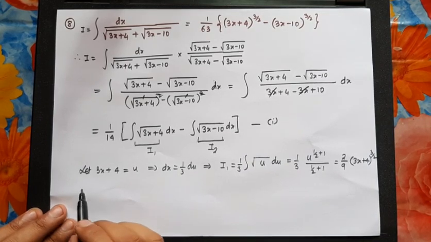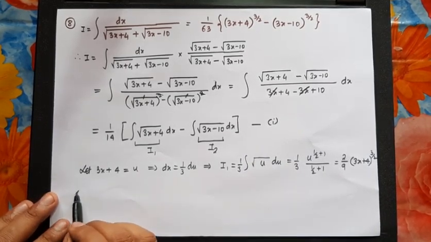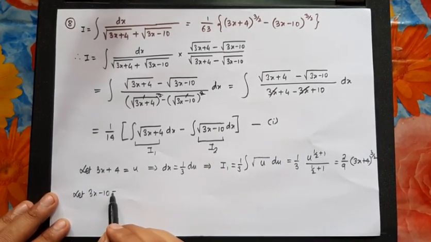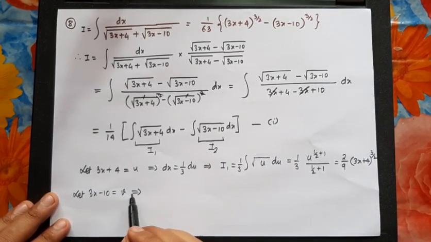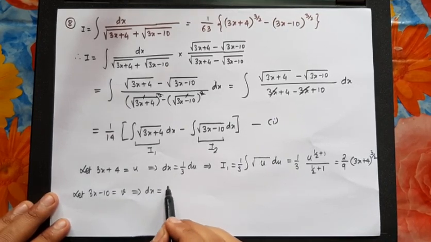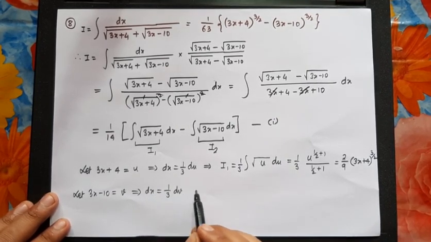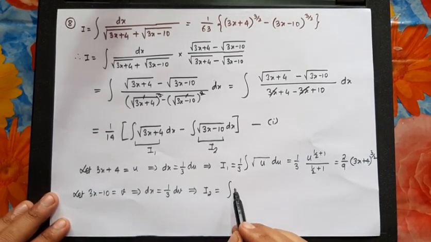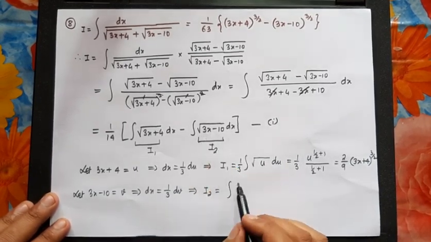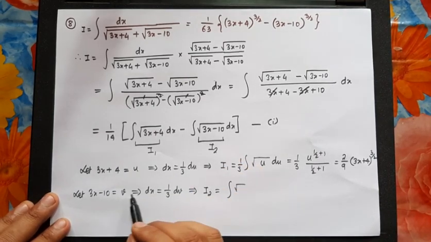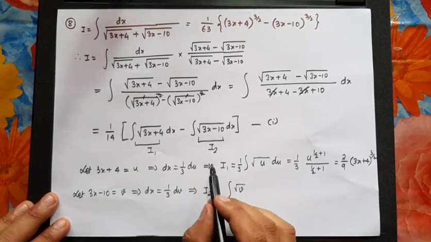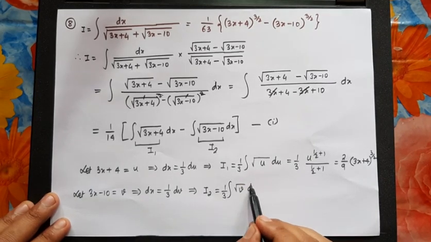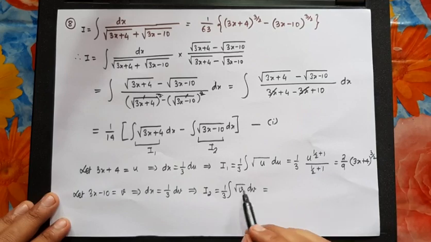Is that clear? Similarly, let us find what our I2 is. To calculate I2, let me take 3x minus 10 to be equal to v. So from here, dx will be equal to 1 by 3 dv, right? So I2 will be equal to the integral of square root of, this full thing is v, right? And dx is 1 by 3 dv. Right, so let us apply the same formula here.